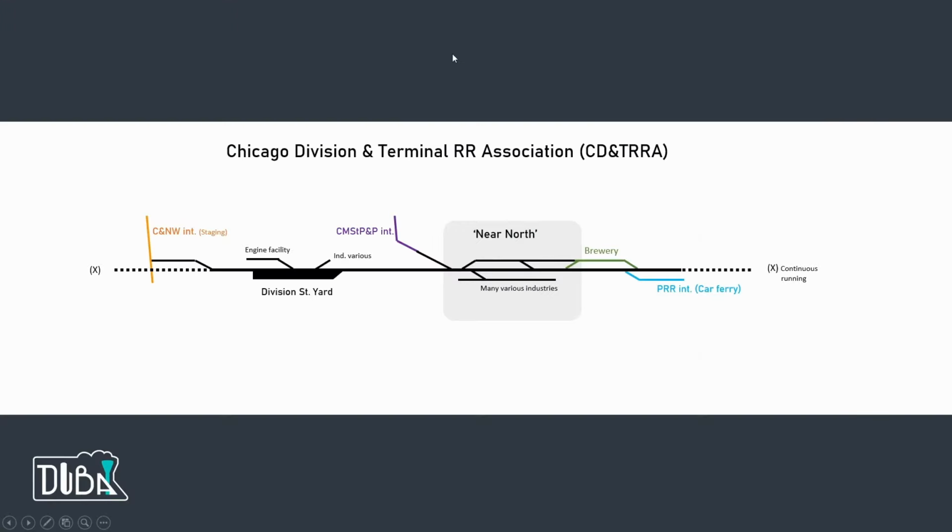So here is my new layout. Well, let's say the schematic of my new layout, the Chicago Division Street Yard Terminal and Railroad Association. In this video, we're going to talk about this section of the layout. So it's the Division Street Yard, that's going to be the main focus. And then we're going to talk a bit about the staging as well, the C&NW staging. Check out part 1 and 3 for the brewery section and the near north section.